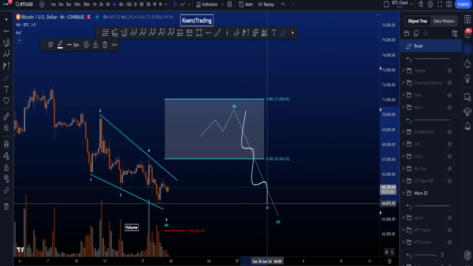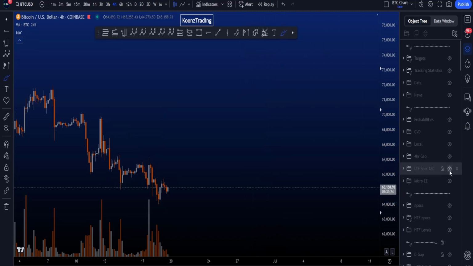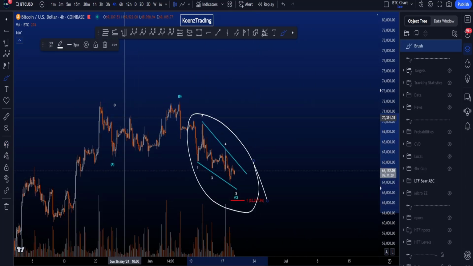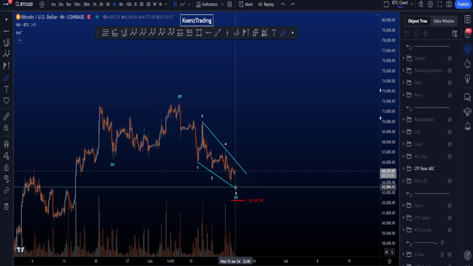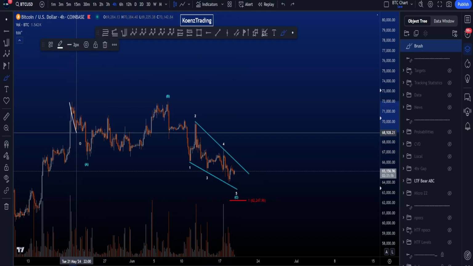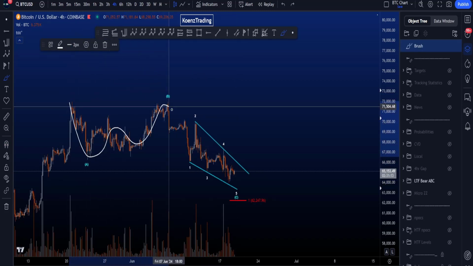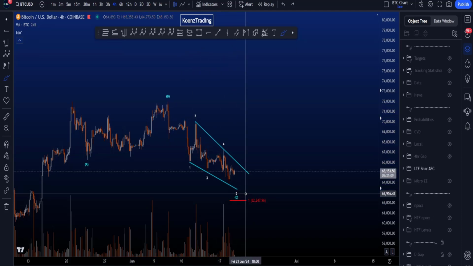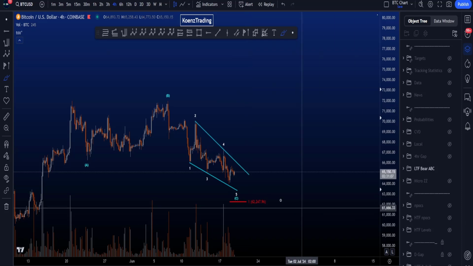After B, we then look for an impulse down in wave C. A similar scenario locally, but a different count in general, is a flat structure. So here we have a flat with a 3-wave A, 3-wave B, but now this move to the downside is labeled as a wave C. It is an ending diagonal structure.